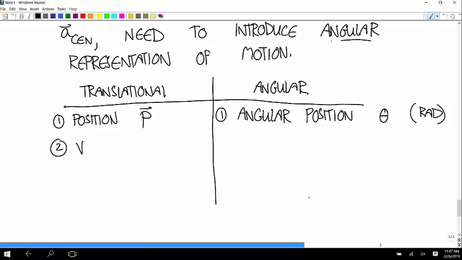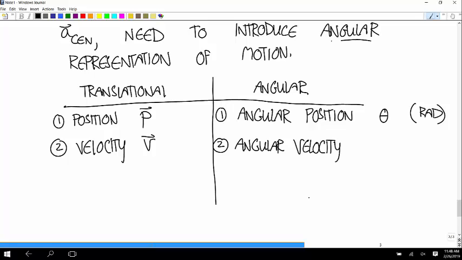Second is the velocity vector v. And the corresponding angular quantity is the angular velocity. And we're going to denote that with a lowercase omega. It's like a roundy w. And that's going to have units of radians over time.